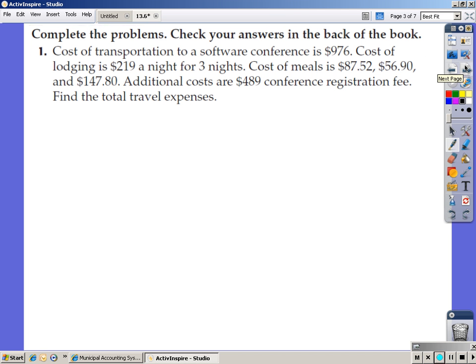Okay, work it out. Press pause, play to resume. Okay, so let's look at this one. Cost of transportation to a software conference is $976. All right, cost of lodging is $219 a night for 3 nights. So 219 times 3.